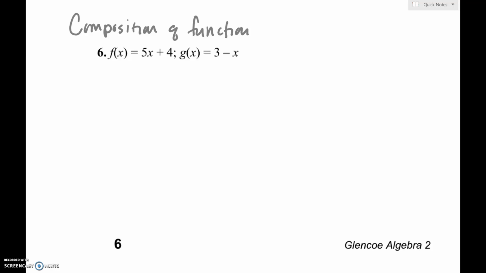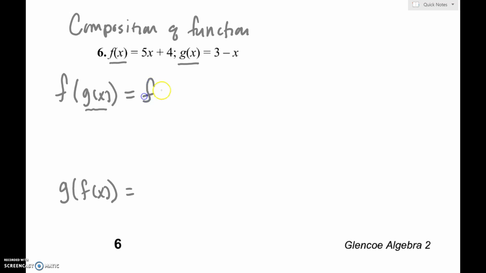We're still dealing with composition of functions, so we have f of g of x, and we also have to find g of f of x. Therefore, we're going to use f of x and we're going to use g of x. You notice you have f of g of x, and I asked you in class what is the equation for g of x, and all of you told me it's 3 minus x, so therefore what goes into f will be 3 minus x.